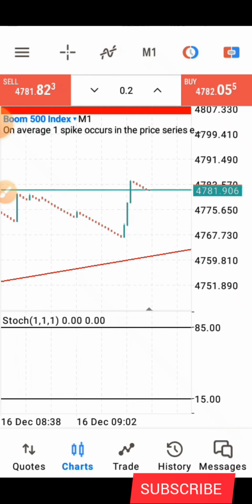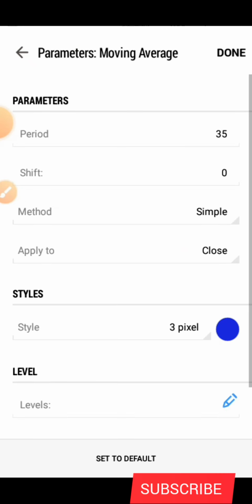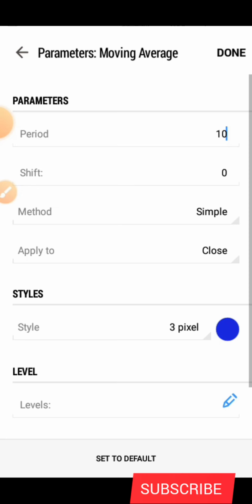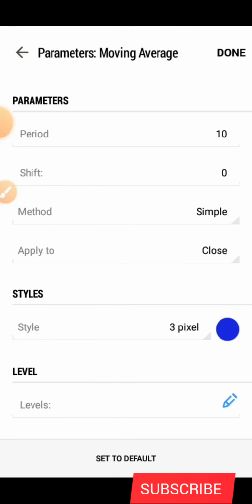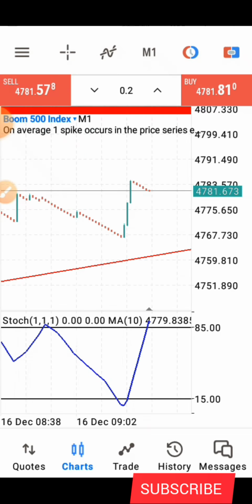Now there's one indicator that is good for catching spikes, with the help of price action. So now I'm going to add that, and that indicator is the moving average 10. The setting is, the period is going to be 10. People don't know this, but this moving average is very good for catching spikes, from what I've noticed.